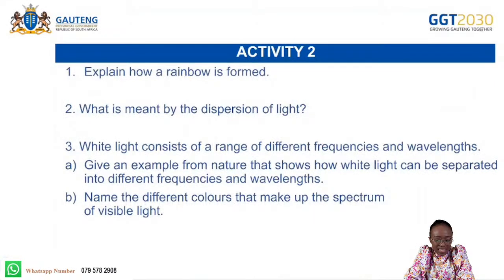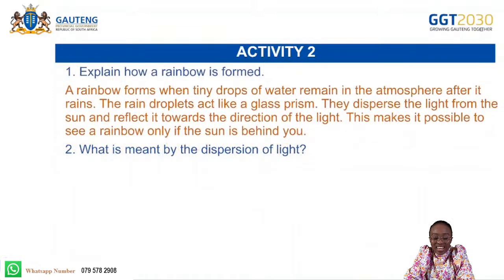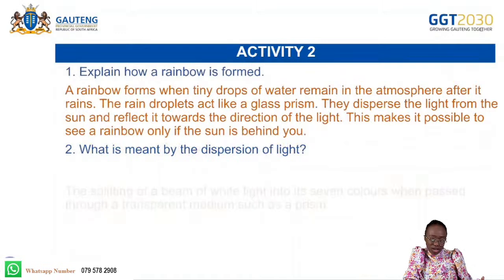Welcome back, learners. Let's go through the solution. Explain how a rainbow is formed. A rainbow forms when tiny drops of water remain in the atmosphere after it rains. The rain droplets act like a glass prism, and by so doing, they disperse light from the sun and reflect it towards the direction of the light. This makes it possible to see a rainbow only if it rains.